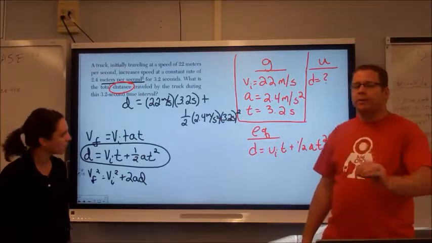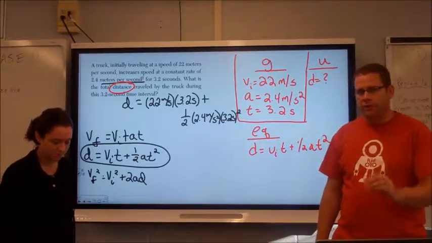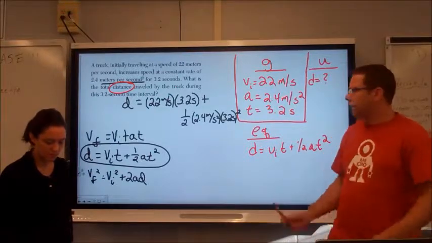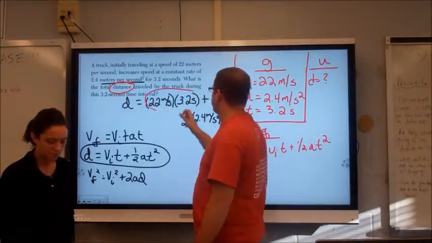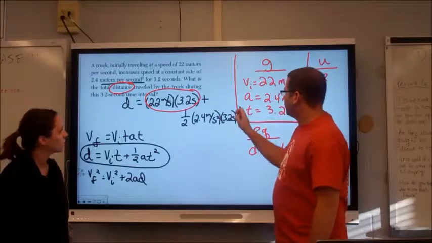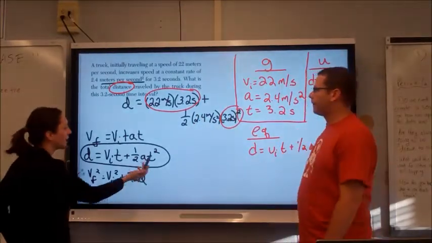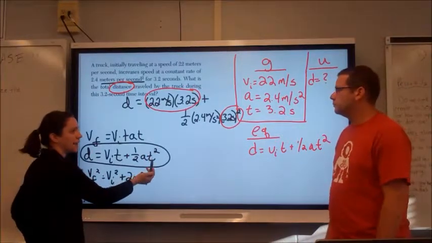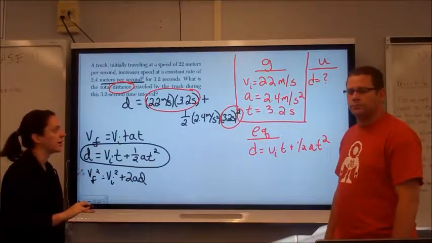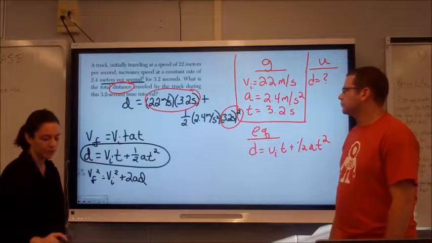Your order of operations is very important in this equation. You must do this multiplication. You must do this square and then this multiplication. Noticing that that squared is only attached to your t. The only thing that gets squared in there is your time. So be careful on that.